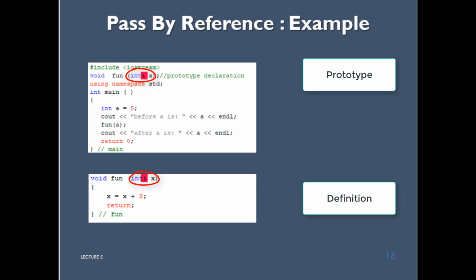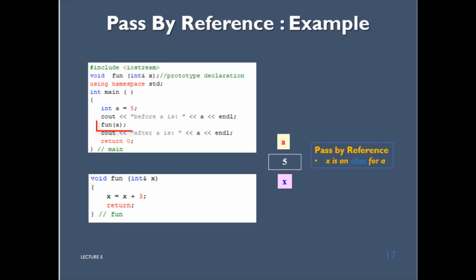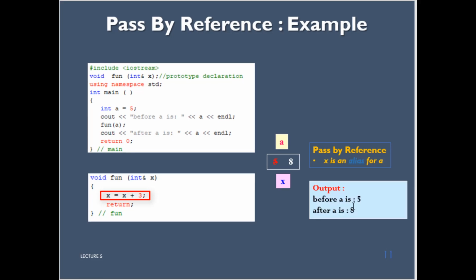What happens is that when you do a function call, find a, x is not a copy of a. It's not another variable, but x is an alias for a. It is also pointing to the same memory location as a. So when we change the value of x, x equals x plus 3, so x is 8 now. The value of a is also changed as well. So the output now is before a is 5, after a is 8.